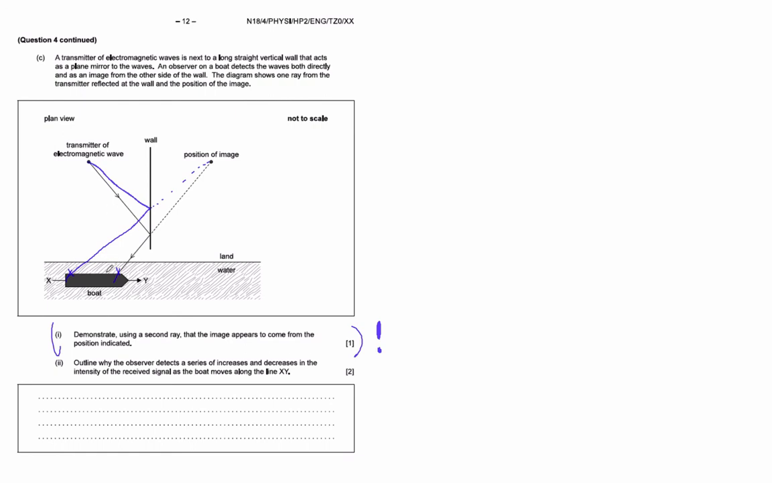Then as you move this way, you're getting to be different distances. And really, in reality, what's going on is that there's this path length and then there's this path length. You can imagine that, right? And when the difference in distance from this path length to this path length is one wavelength, it's constructive, and when it's half a wavelength, it's destructive. So talk about that. See if you can get the marks for that.